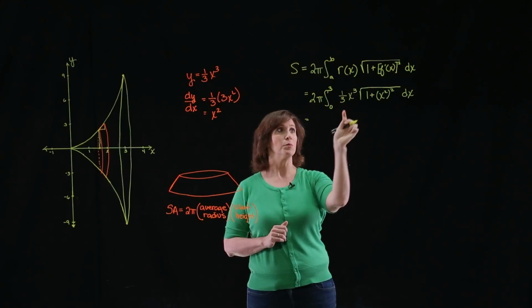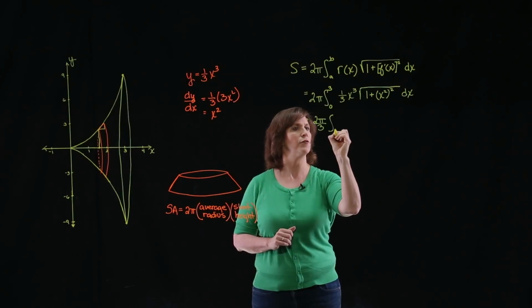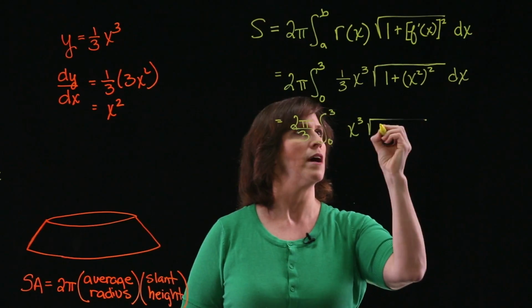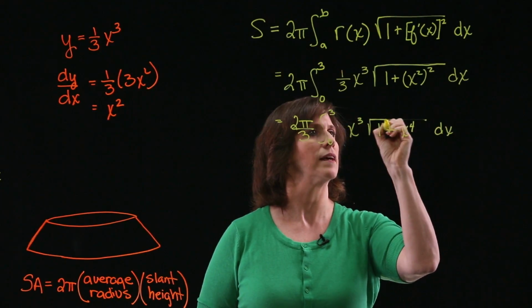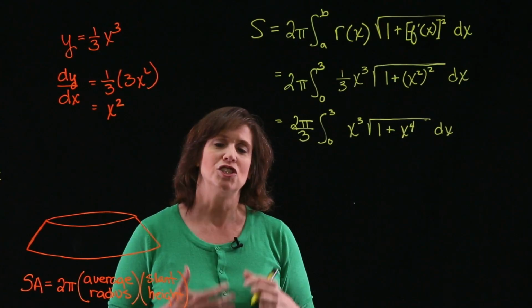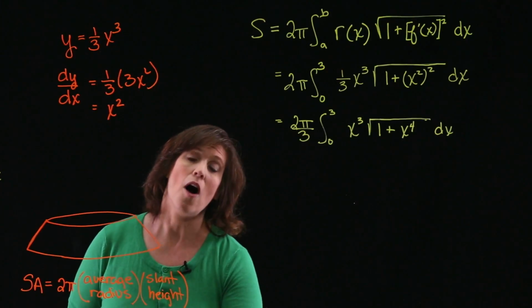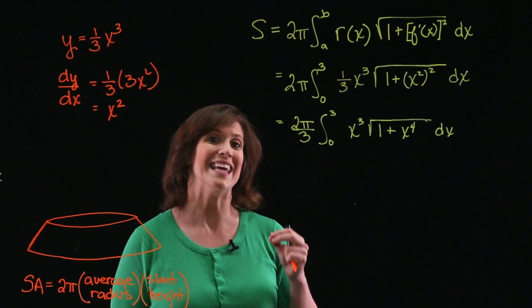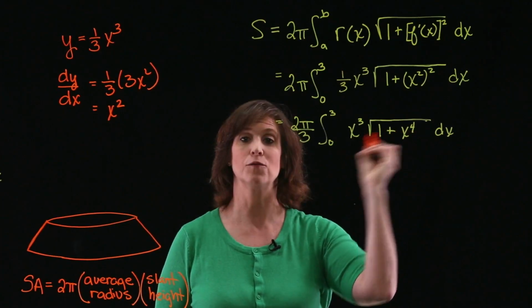The 1/3 is a constant multiple, so I can pull that out, and I have 2 pi over 3 times the integral from 0 to 3 of x cubed times the square root of 1 plus x to the 4th dx. This integrand is too complicated for just our basic rules, so we're going to need a substitution to help us out with this one. Oftentimes when we do a substitution, we look for a composite function, and our u value will be the inside of the composite function, which in this case is the 1 plus x to the 4th.